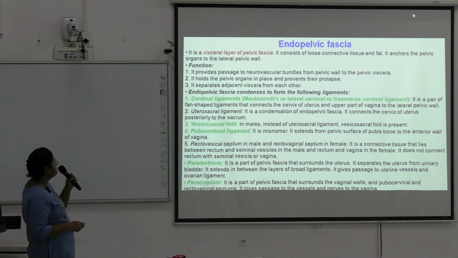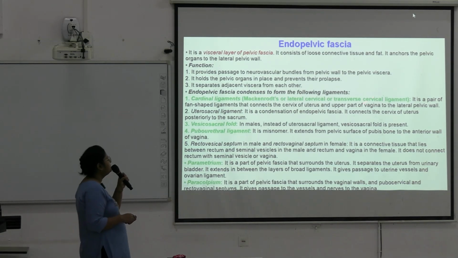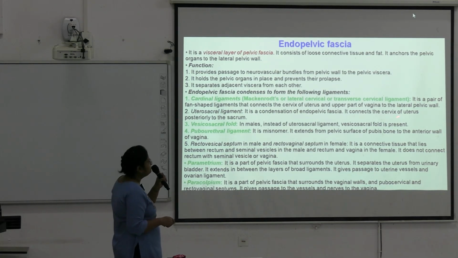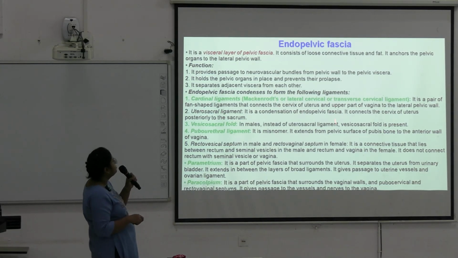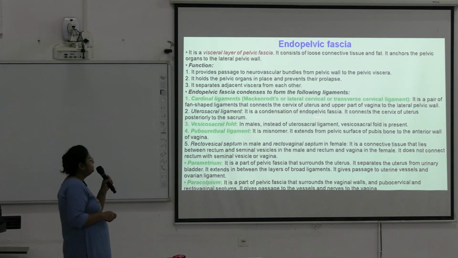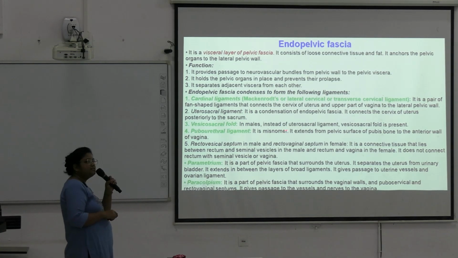And the endopelvic fascia condenses to form these ligaments. First is the cardinal ligament, or Mackenrodt ligament, or lateral cervical or transverse cervical ligament. It is a paired ligament that connects the cervix of the uterus and the upper part of the vagina to the lateral pelvic wall. Next is the uterosacral ligament. It is a condensation of endopelvic fascia, and connects the cervix of the uterus posteriorly to the sacrum.